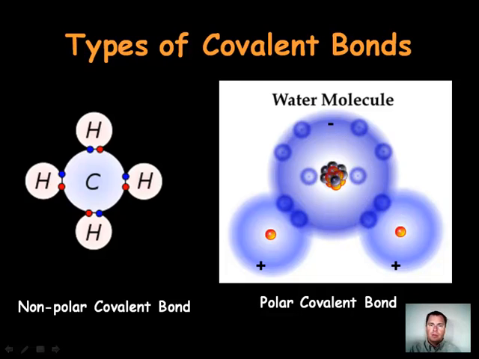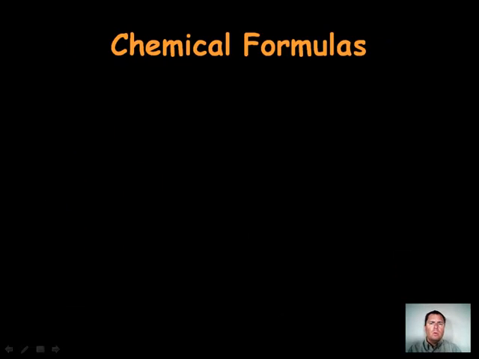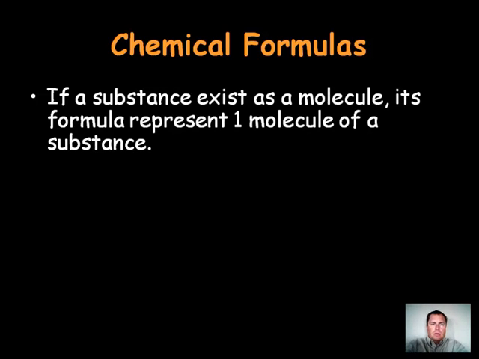So two types of covalent bonds. Nonpolar, they share everything equally, or polar, where one atom holds on to electrons more than the other atom. Okay, one thing we got to talk about when we talk about covalent is chemical formulas. We've already defined this earlier, and we said a chemical formula just describes what elements are in a compound and how many of each element is there when we use the subscripts to represent it. Well, what we see is that if a substance exists as a molecule, its formula represents one molecule of the substance. So H2O, that is one water molecule.